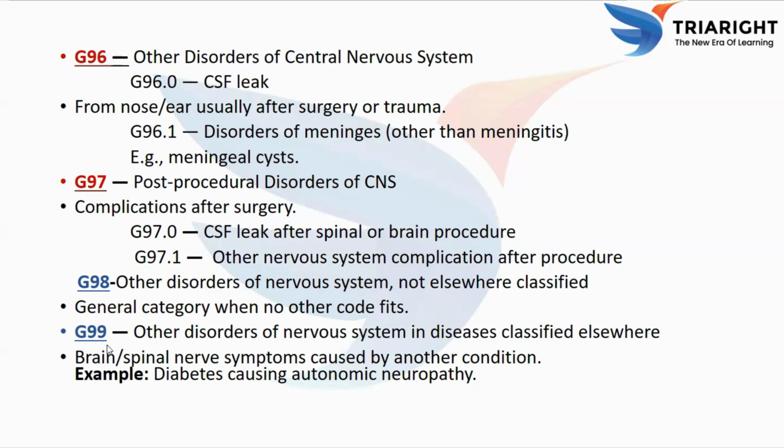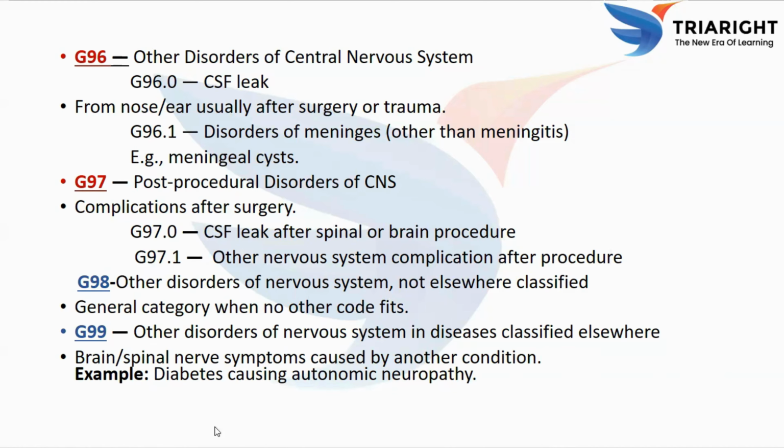And coming to the last code of the nervous system disease, G99. It is the other disorders of the nervous system in diseases classified elsewhere. This is used whenever another disease causes a nervous system problem. So these are not specifically listed any other way. So for example, when diabetes causes the autonomic neuropathy. So diabetes is another disease, right? It is causing a nervous system problem. So then you have to assign the code G99.